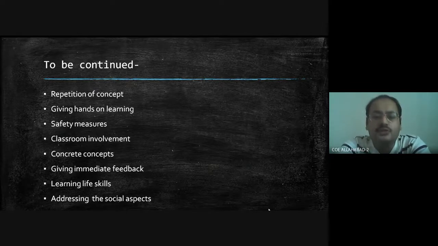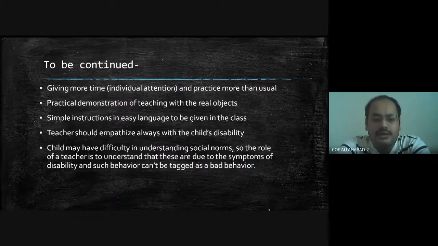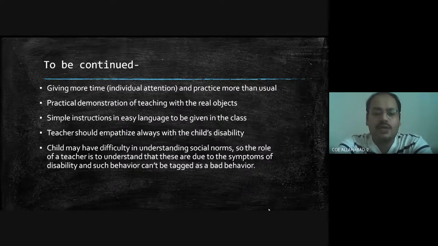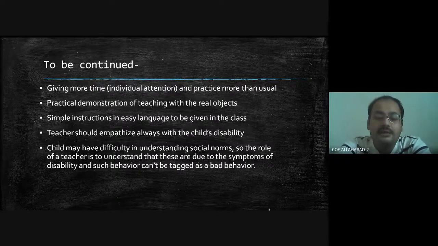Then addressing the social aspects of school, as a teacher you need to tell them that they come to school to learn social skills as well. If anybody is bullying them, or disturbing them, or making fun of them, they can directly approach you for that. Then in the intervention we can also give more time, like individual attention, and practice more than usual. Practical demonstration of teaching with the real objects.